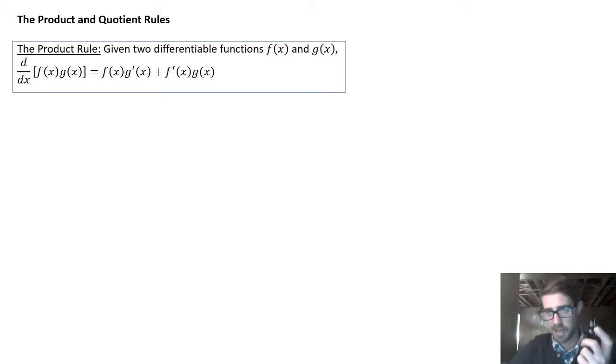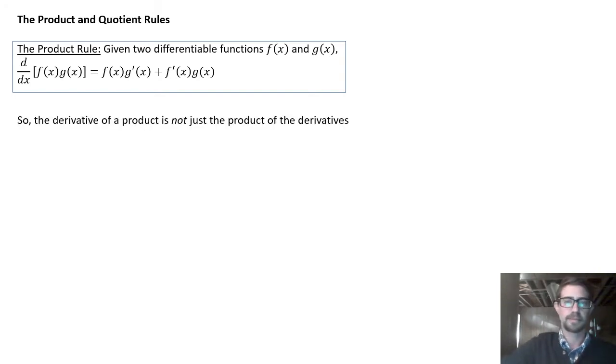So I'm going to constantly emphasize, don't just do both derivatives. It has to be this. So it's one times the derivative of the other plus the other one times the other, like that. Okay, not just the product of the derivatives. Sorry.